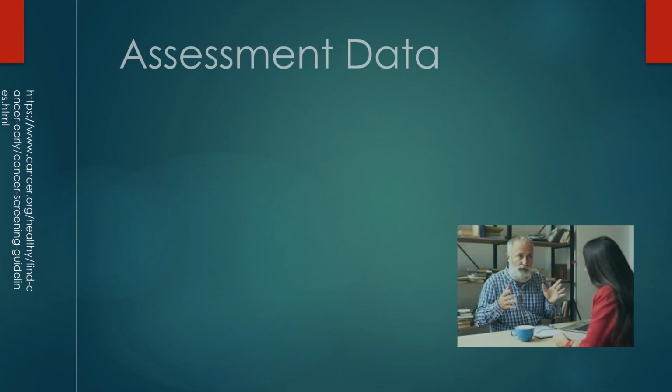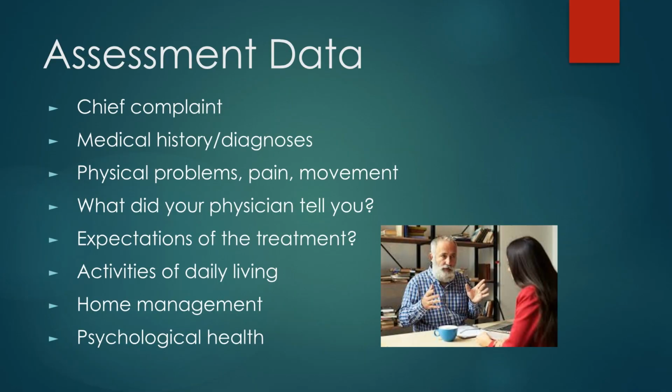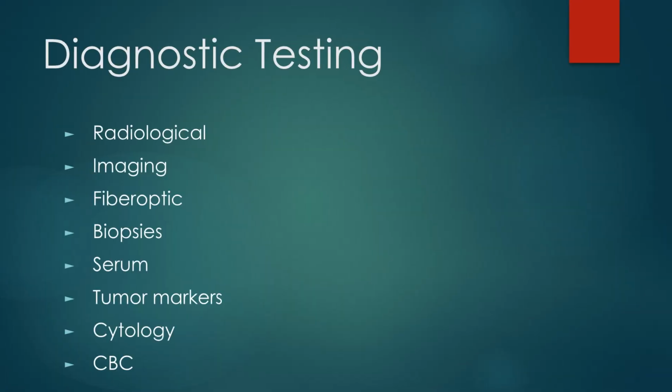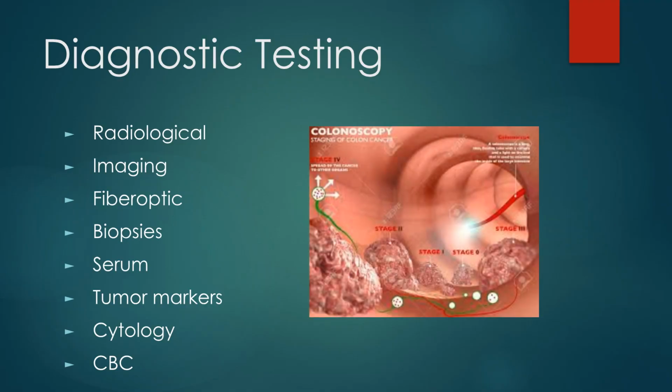Early detection is key. Assessment data should cover the chief complaint, medical history, physical problems, physician's diagnosis, treatment expectations, activities of daily living, home management, and psychological health. Diagnostic testing involves various methods such as radiological and imaging studies, fiber optic procedures like colonoscopy, biopsies, serum tests for tumor markers, cytology, and a complete blood count or CBC.